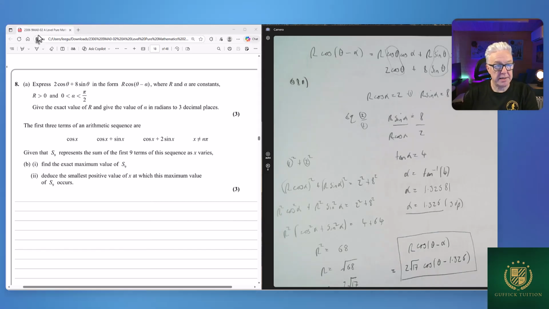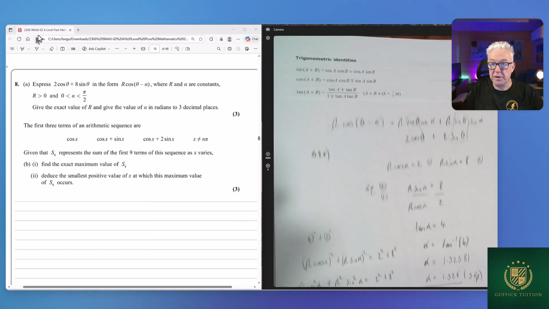So part A, it says express 2 cos theta add 8 sin theta in the form r cos of theta minus alpha, where r and alpha are constants, r is greater than 0 and alpha is less than pi over 2 but greater than 0. Find the exact value of r and give alpha in radians to 3 decimal places.